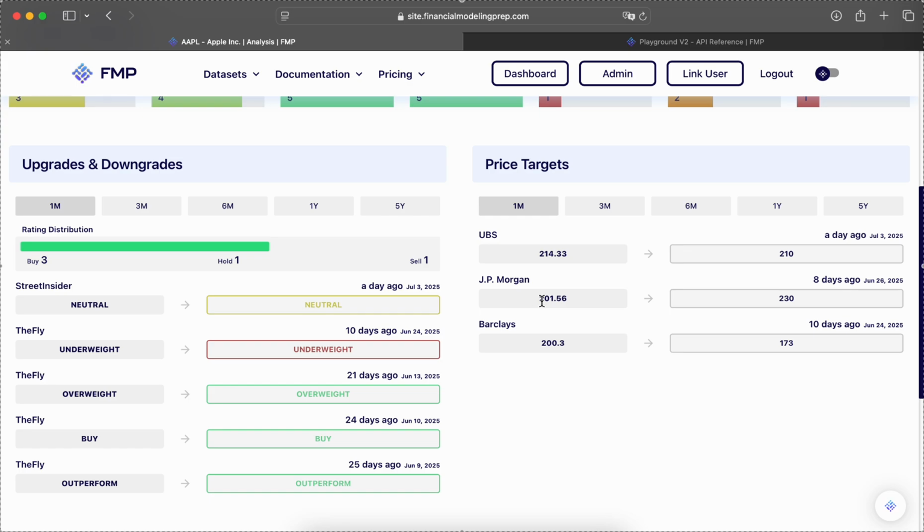JP Morgan, it was 21. It upgraded it 8 days ago to 230, so it stays more optimistic about this stock. Barclays changed the rating downside to 173, and overall you can see, based on the 3 most recent analyst estimates, analyst target price calculations, they are downgrading it. So UBS downgraded and Barclays downgraded, so they are a little bit, stay a little bit alerted, I should say.